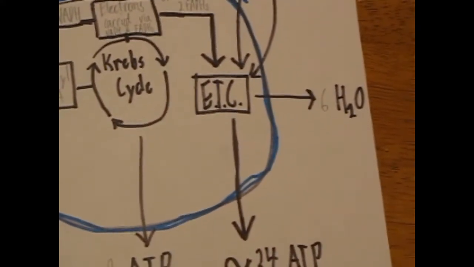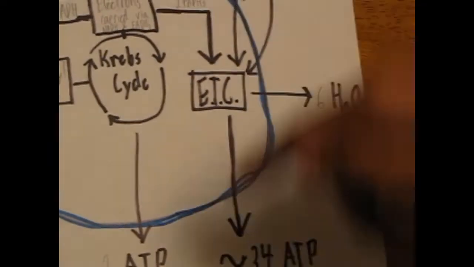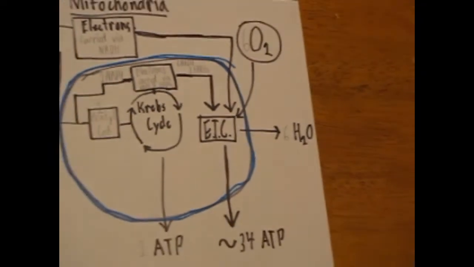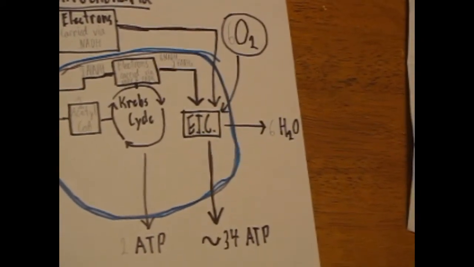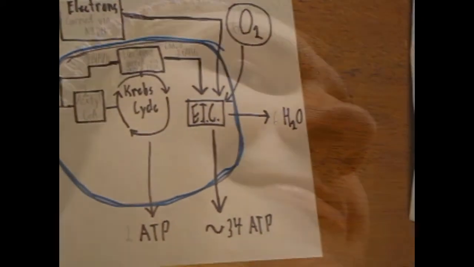The electron transport chain takes in oxygen and releases the products of water and even more ATP to end the cycle of cellular respiration.